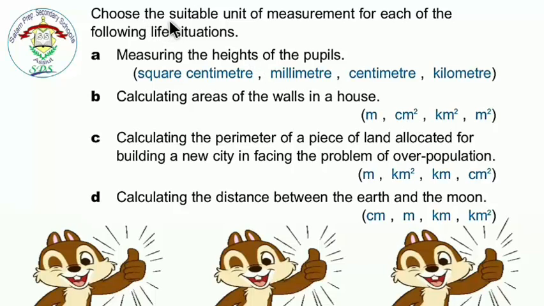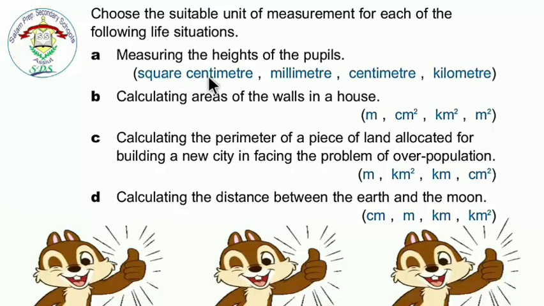Choose the suitable unit of measurement for each of the following life situations. The first one, measuring the heights of the pupils. Heights means length, please take care. We will use units of length. Do you remember? Very good.